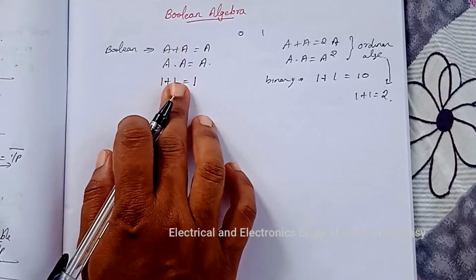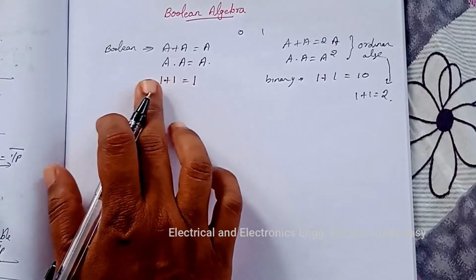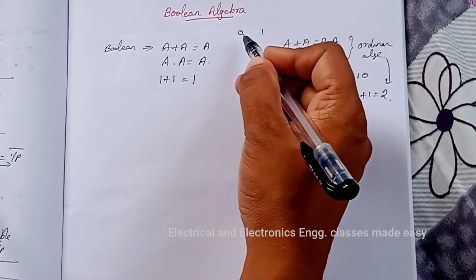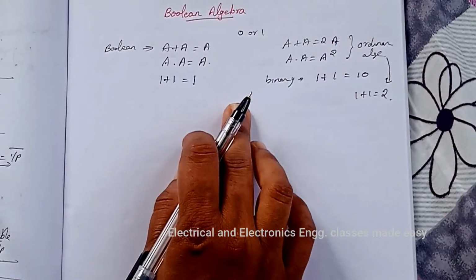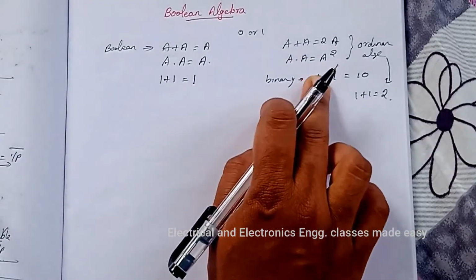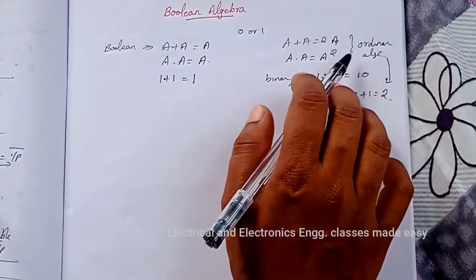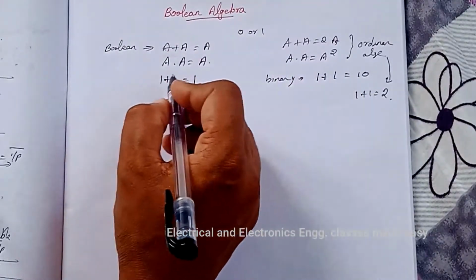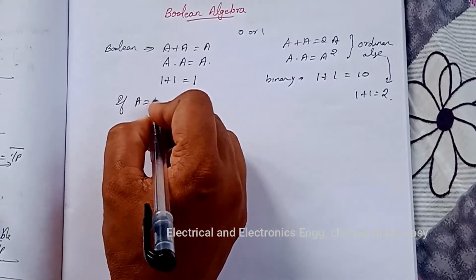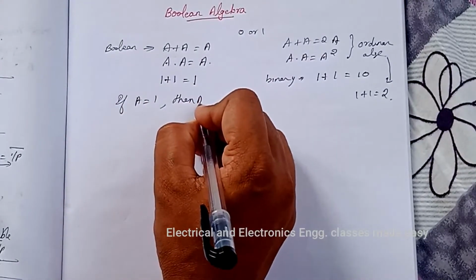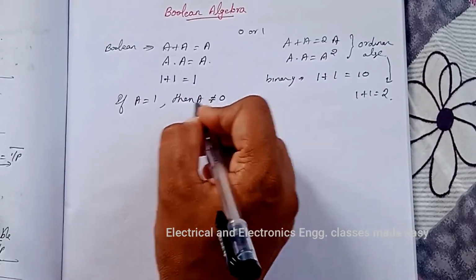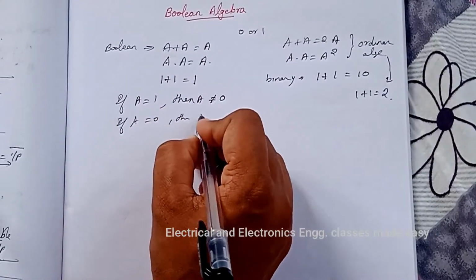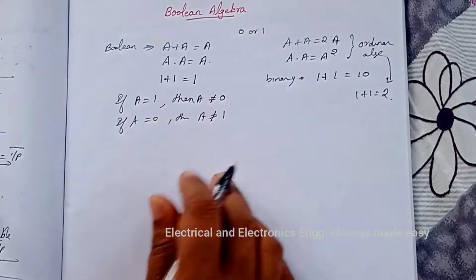A variable or a function of variables in Boolean algebra can assume only two values, that is either a 0 or a 1, whereas the variables or functions in ordinary algebra can assume an infinite number of values. Thus in Boolean algebra, if A is equal to 1, then A bar is equal to 0. And if A is equal to 0, then we can say A bar is equal to 1.